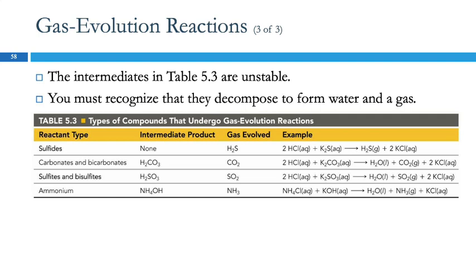Anyway, for these gas evolution reactions, we're going to approach them the same way. We're going to look at the ions that are coming in. We're going to swap the partners and see what we get. If we get H2S, we have to say that's a gas. If we get H2CO3 or H2SO3 or NH4OH, we have to recognize those are unstable. They're going to form a gas. So there's 4 things you have to memorize, right?